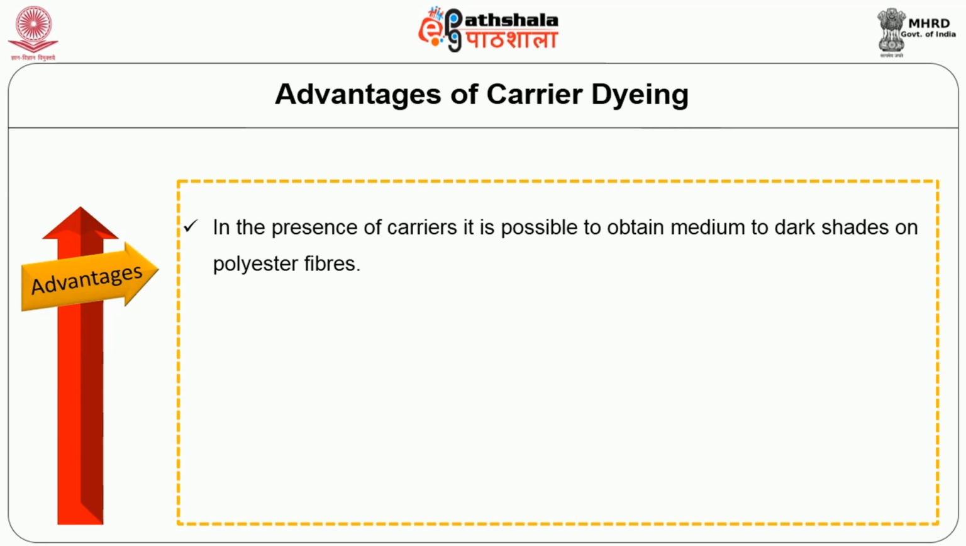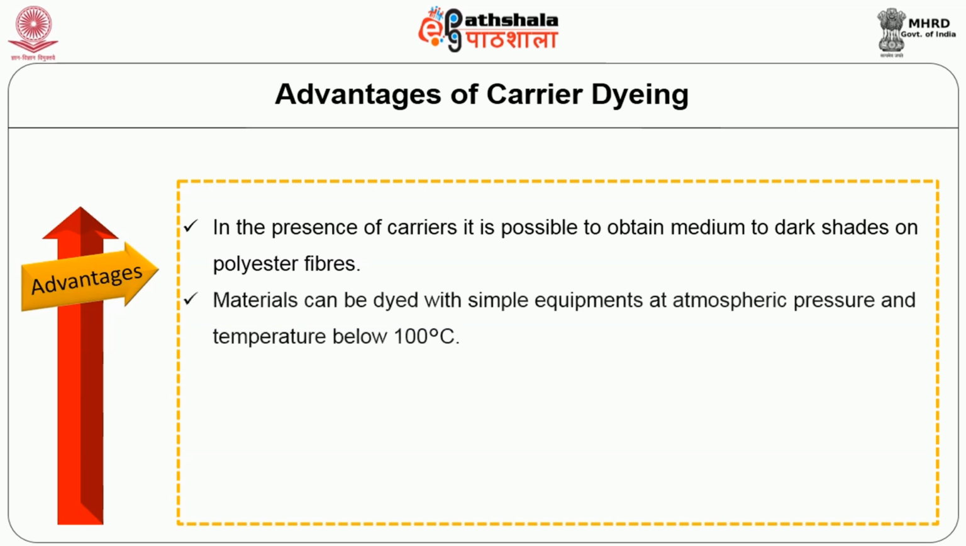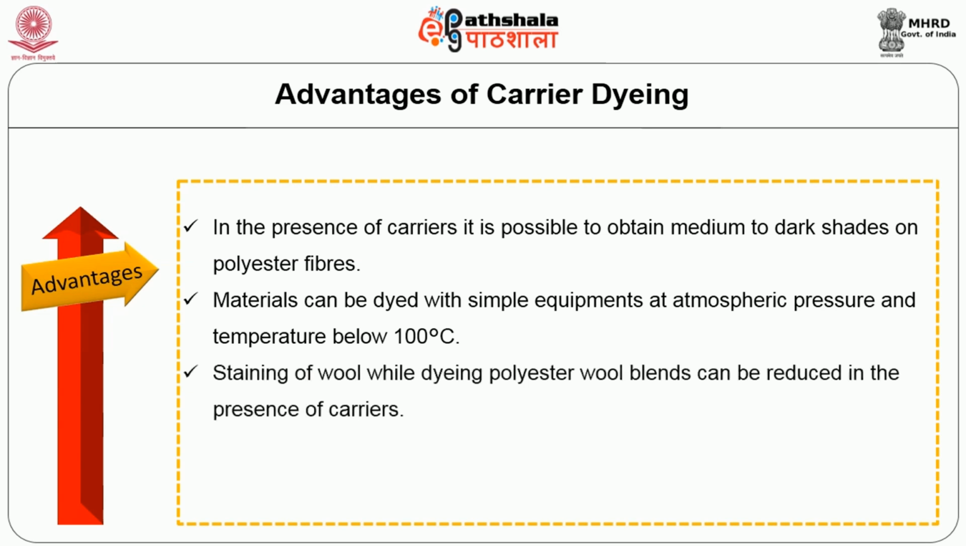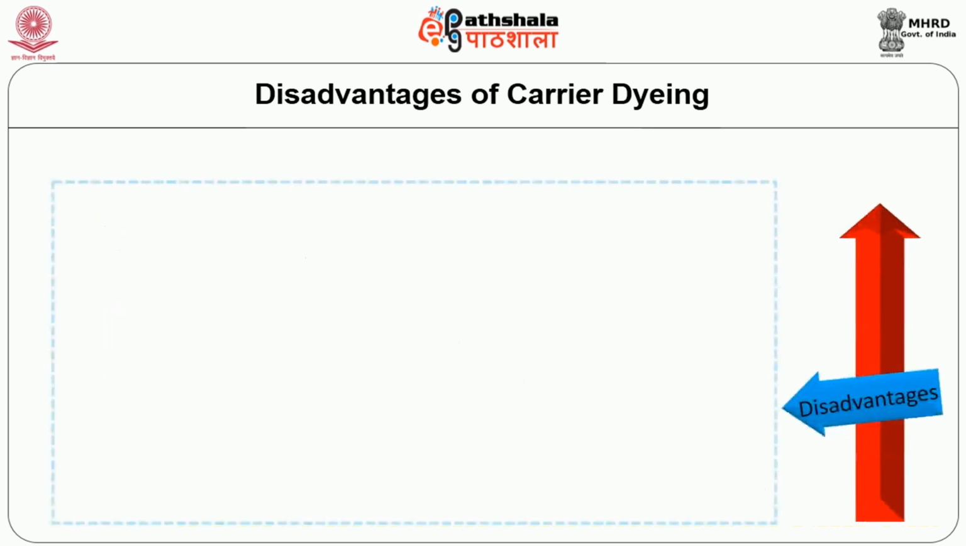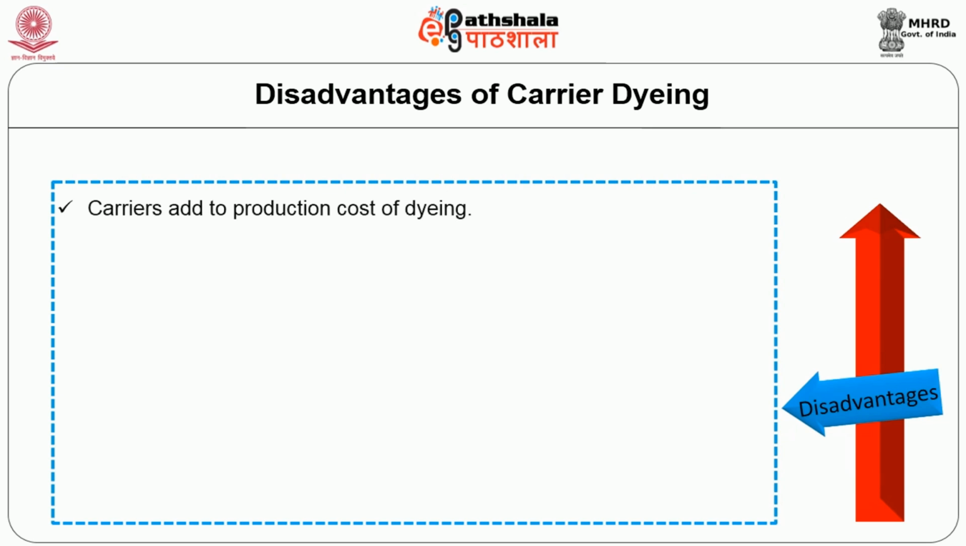The advantages of carrier dyeing. In the presence of carriers, it is possible to obtain medium to dark shades on polyester. Materials can be dyed with simple equipment at atmospheric pressure and temperature below 100 degrees centigrade. Staining of wool while dyeing polyester-wool blends can be reduced in the presence of carriers. Rate of dyeing is accelerated. Improves fastness properties of fabric except light fastness.